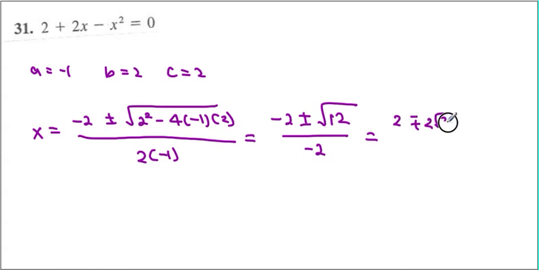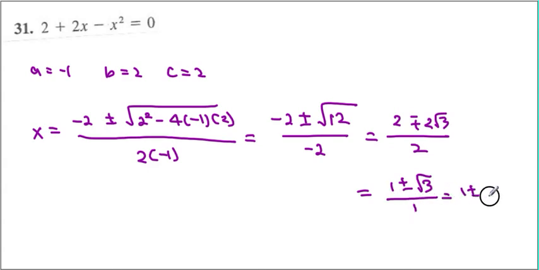you get 2 radical 3 divided by 2. 2 is common in all of them, so we can say 1 plus or minus plus, it doesn't really matter, radical 3 over 1, which is 1 plus or minus radical 3. That becomes our final answer.